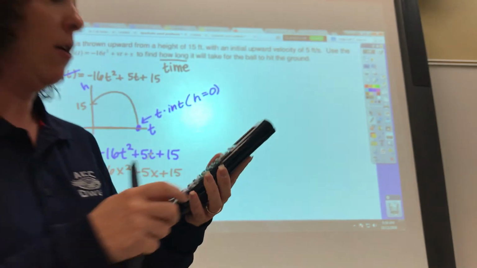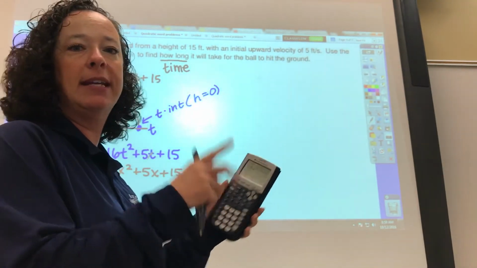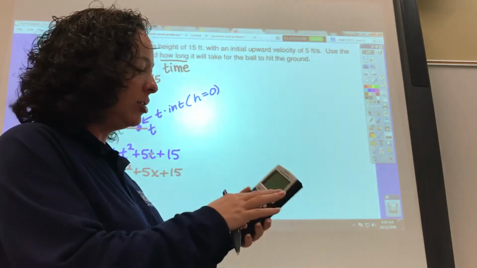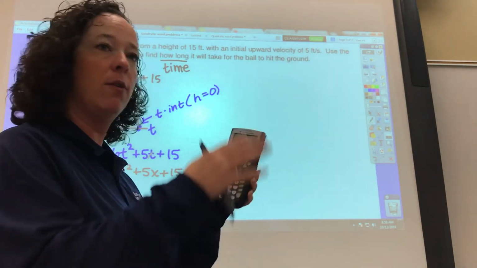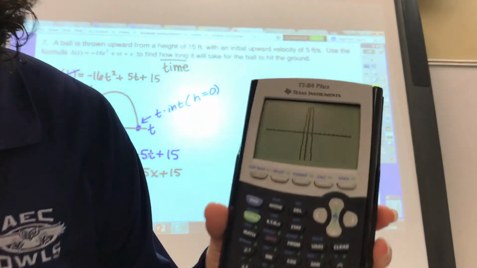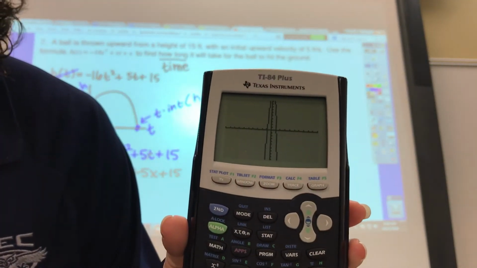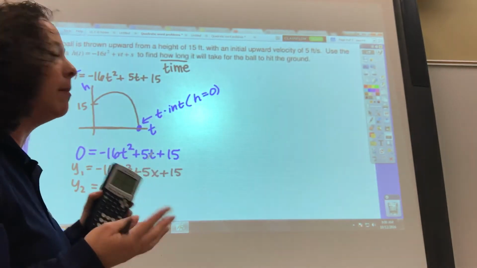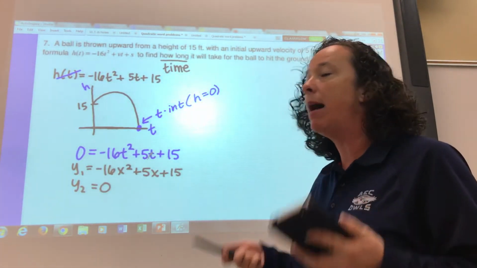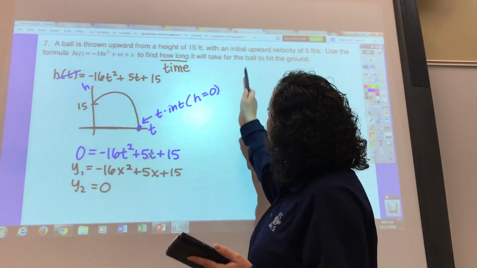Okay? Now, I'm going to hit zoom 6 because that'll just get me in a standard viewing window. Get us all on the same page. So zoom 6 is zoom standard, going from negative 10 to 10 and negative 10 to 10. And here's what I see. Remember what I desire. This is not asking me for the maximum height. This is not asking me for the time that it took for the ball to reach the maximum height. This is asking for the time it took for the ball to hit the ground.